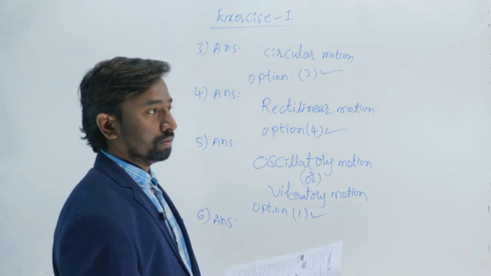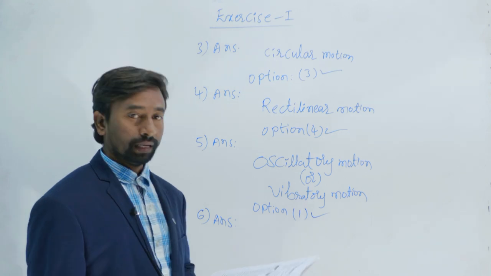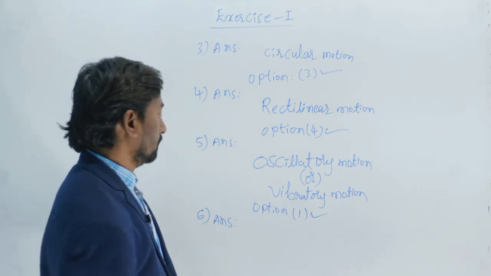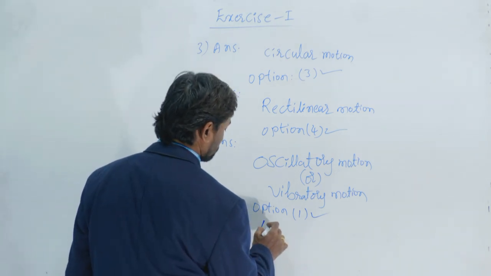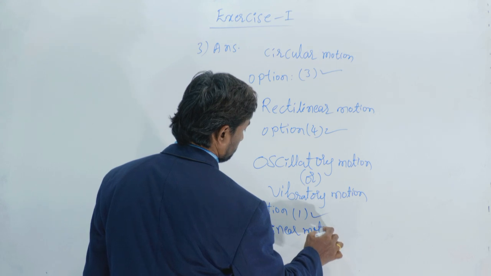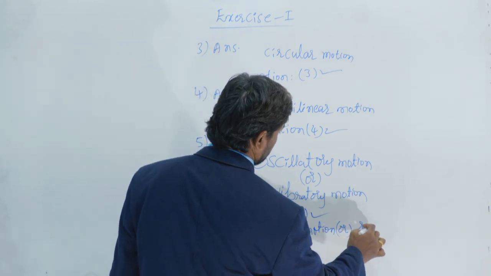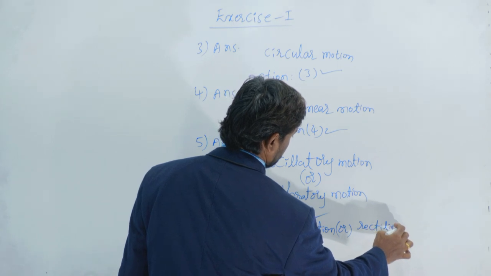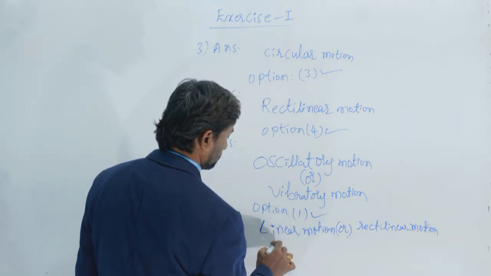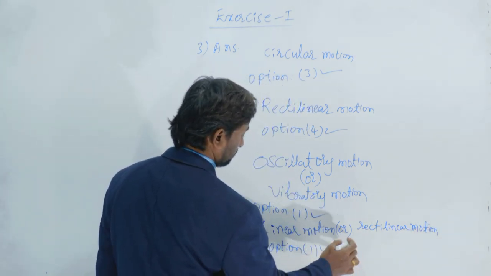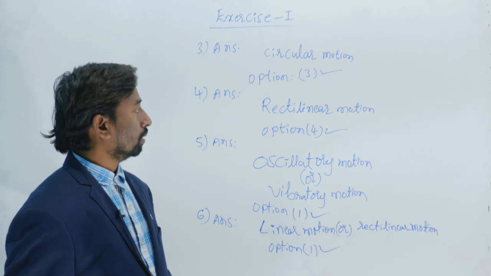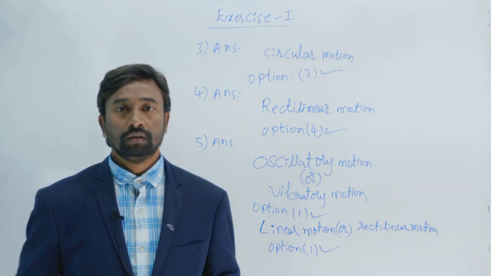A battalion moving in a parade is an example of linear motion, rectilinear motion we can say. So the answer here is linear motion, or rectilinear motion. Now the option is option one, option one is the right answer. It's clear. Now we'll see the next one.